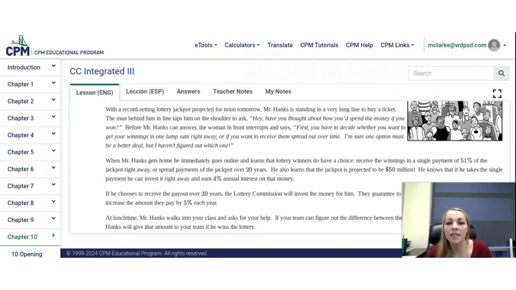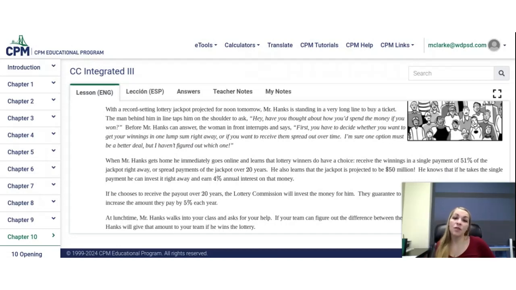The man behind him in line taps him on the shoulder to ask, "Have you thought about how you'd spend the money if you won?" Before Mr. Hanks can answer, the woman in the front interrupts and says, "First, you have to decide whether you want to get your earnings in one lump sum right away or if you want to receive them over time. I'm sure one option must be a better deal, but I haven't figured out which one."